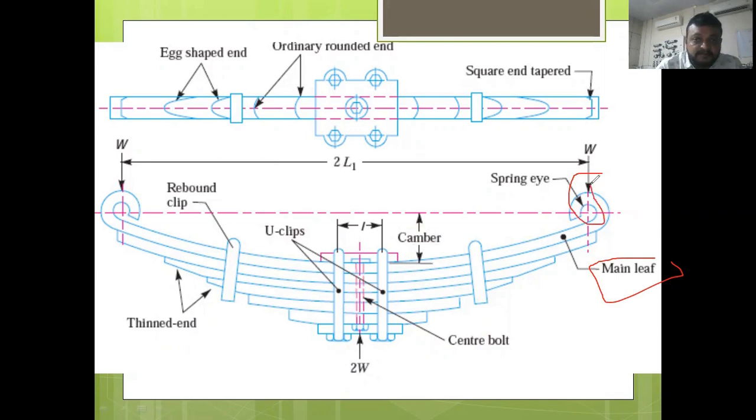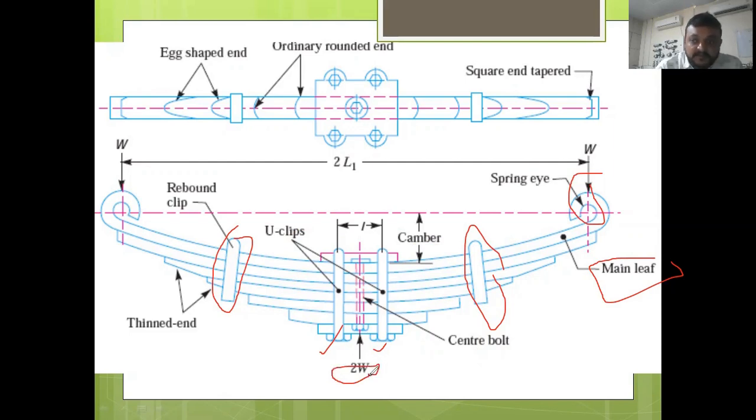with the connection at spring eye, both spring eye and rebound clip are attached to hold all the leaves together under the loading condition. So this is called the rebound clip, and clips are attached at the center with the bolt where actual load is to be supported by the automobile vehicle, for example.